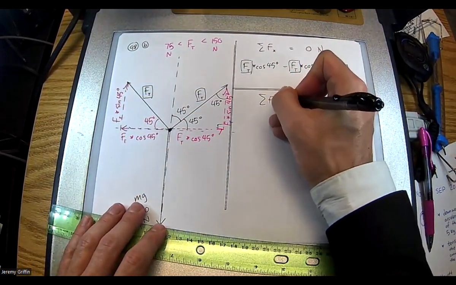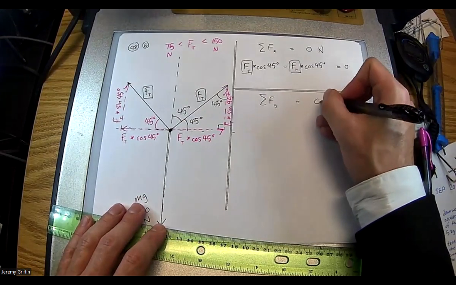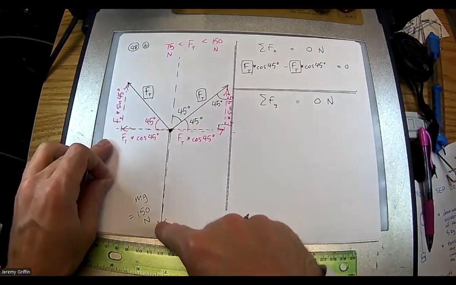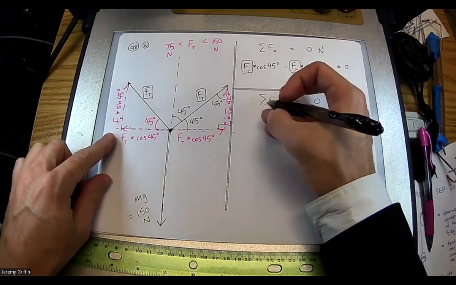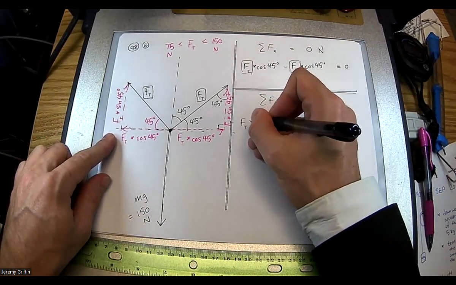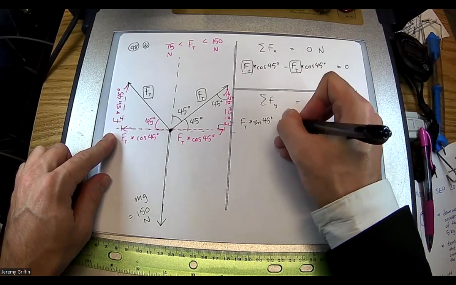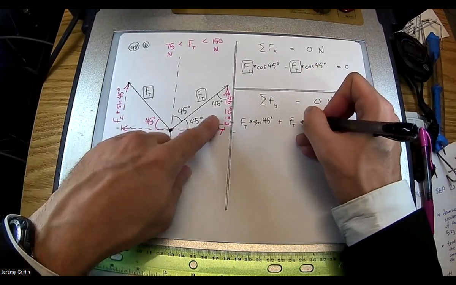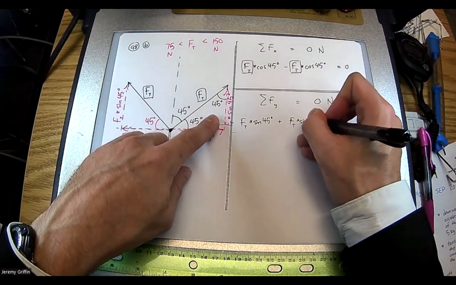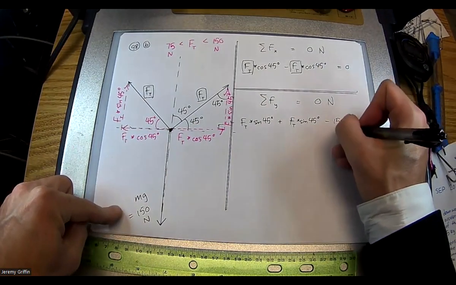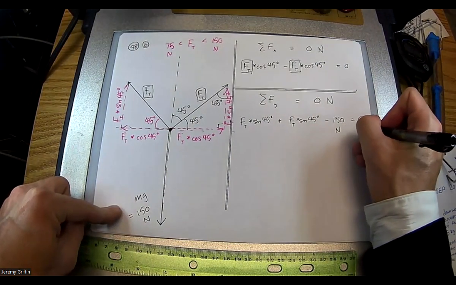Sum of forces in the vertical direction. Still 0, still equilibrium. Okay. So now I've got this and this up versus this down. So let's call that F_T sine 45 degrees plus another F_T sine 45 degrees minus 150 newtons goes to 0 newtons per equilibrium.